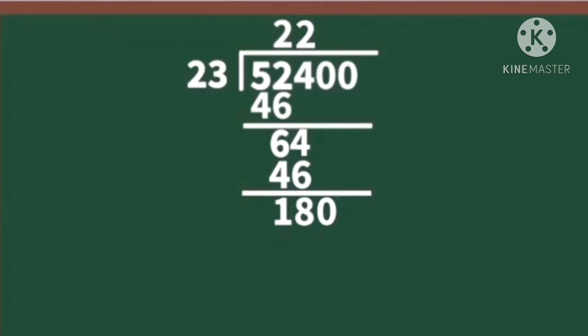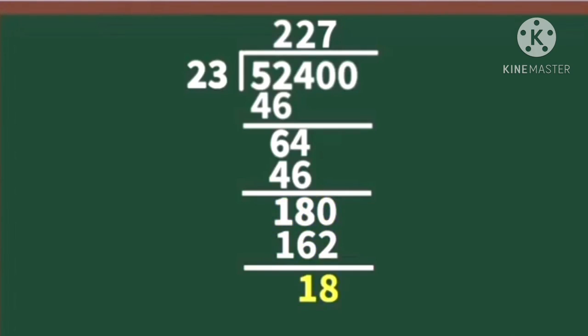Then bring down 0 below to give us 180. So 180 divided by 23 is equal to 7. So write 7 above 0 and multiply 7 by 23. And we have 162. Then subtract 180 minus 162 equals 18. Then bring down 0 to have 180 again.